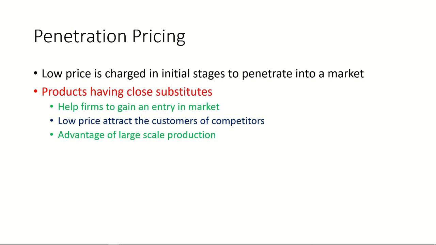In the skimming price policy there are no close substitutes, but here the situation is that we have close substitutes. So in order to attain market share, we want to reduce the price of the product, and it will help the firm to gain an entry in the market, and a low price attracts the customers of the competitors. It will also help in the advantage of large scale production, because due to the low price very many people will buy the product, and we want to increase the production, and it leads to deriving the advantages of large scale production.